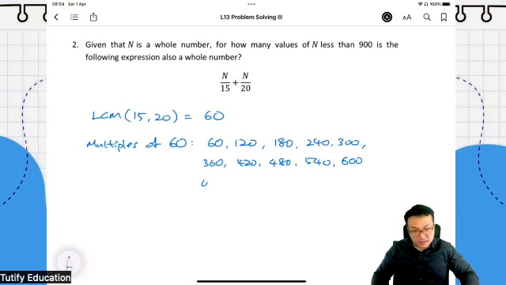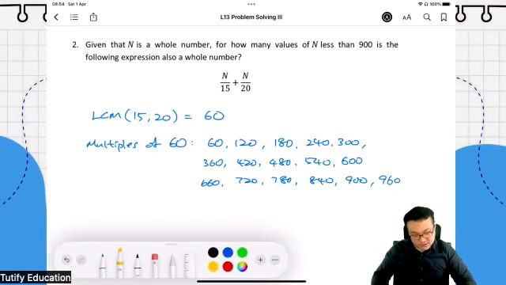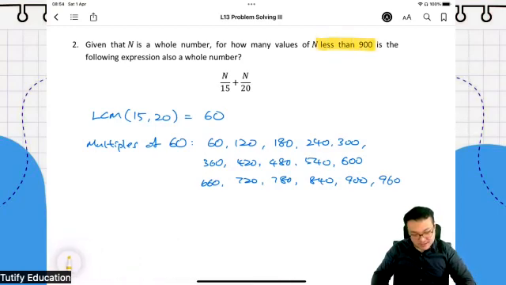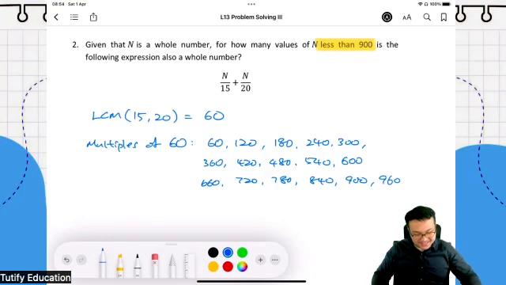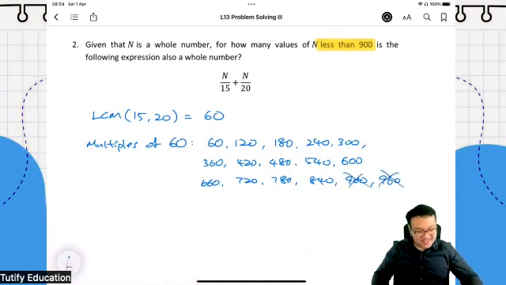Then we have... should I continue or not, Kate? I don't think 960 works. Should I continue? No. Why? Because it says less than 900, so 960 and 900 both don't work.